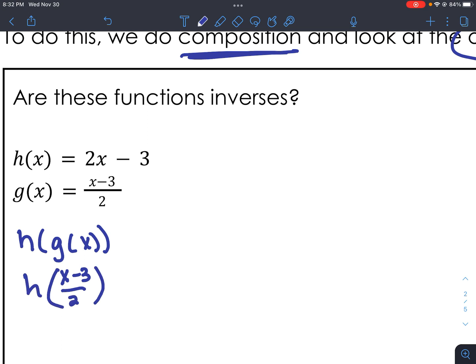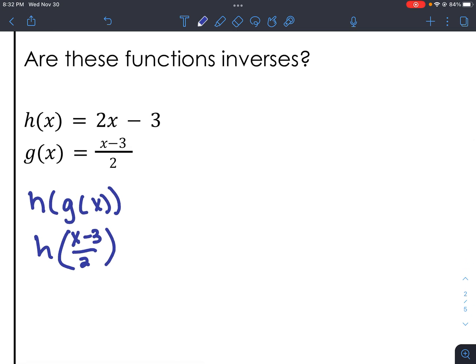And I'm going to plug it into the h function. So I have 2 minus 3 over 2, then minus 3. Now I'm going to simplify one thing at a time. Do not just start smashing stuff, crashing stuff out here.